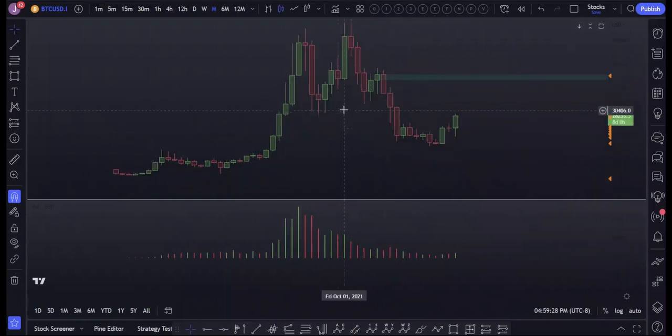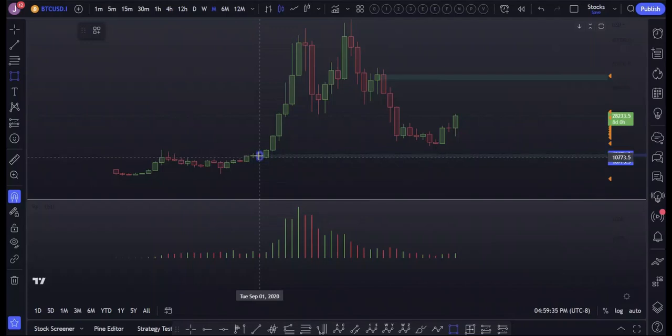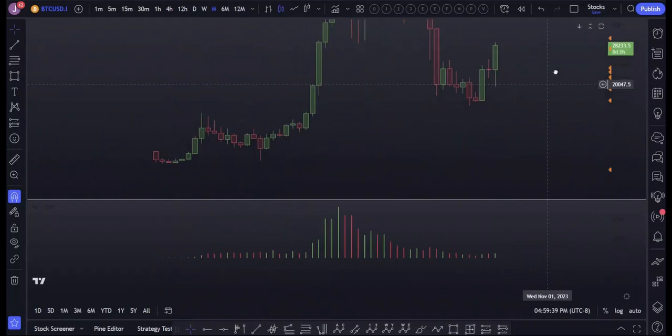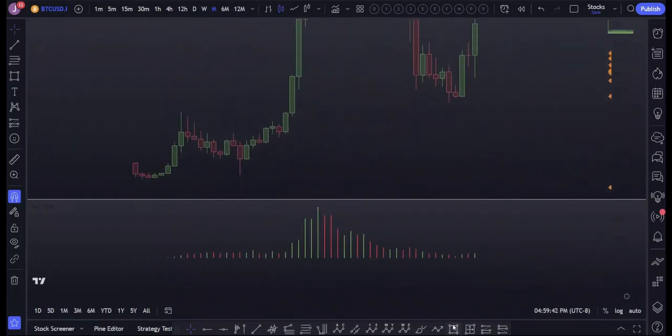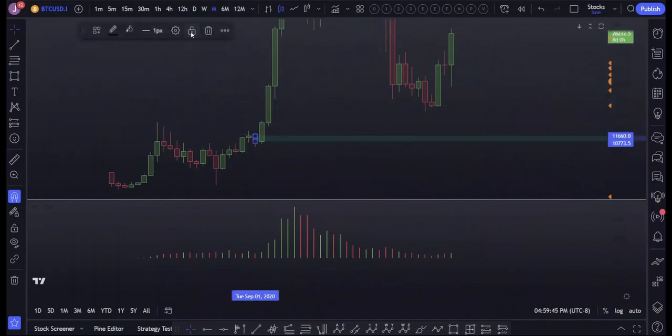All right, let's mark out another one. So I see one right here where I would mark this as a monthly order block. Oops, let me get this more precise. Let's zoom in. So I take it from the body. Remember, always take it from the body. Okay, now I repeat the same process.